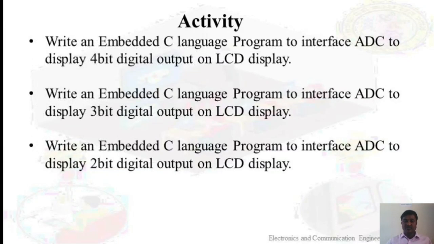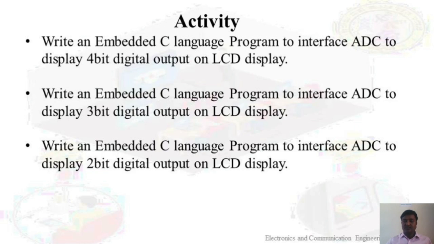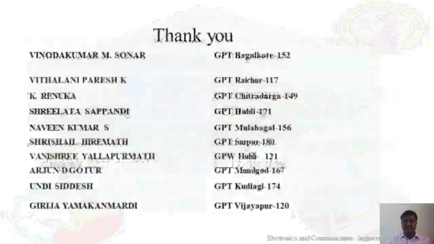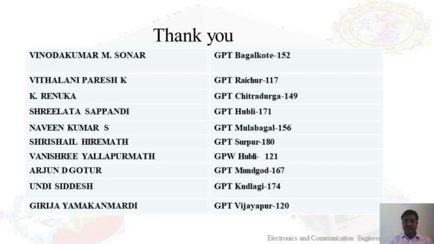The activity for this is to write an embedded C language program to interface ADC to display 4-bit digital output on LCD display. Write an embedded C language program to interface ADC to display 3-bit digital output on LCD display. Write an embedded C language program to interface ADC to display 2-bit digital output on an LCD display. So thank you. In the next part of the video we will watch the connection setup, writing the program, execution and the output displayed on the LCD.